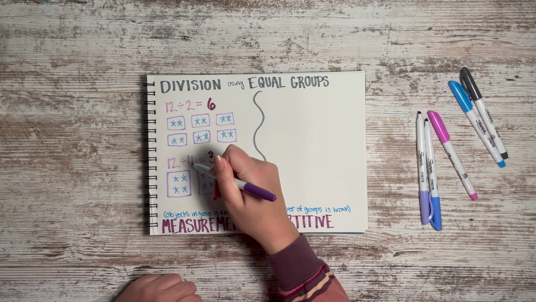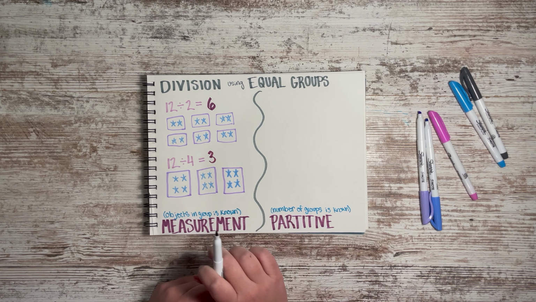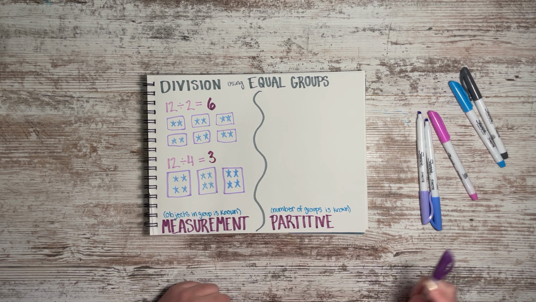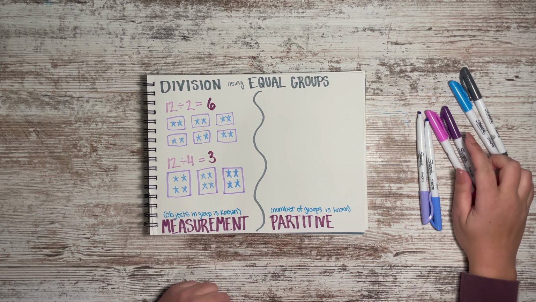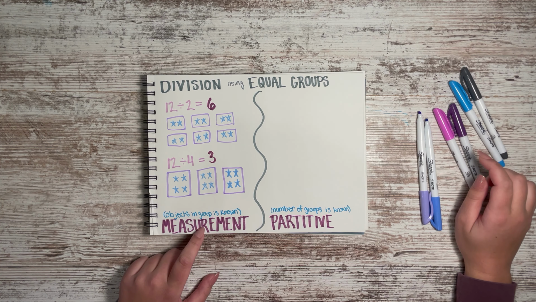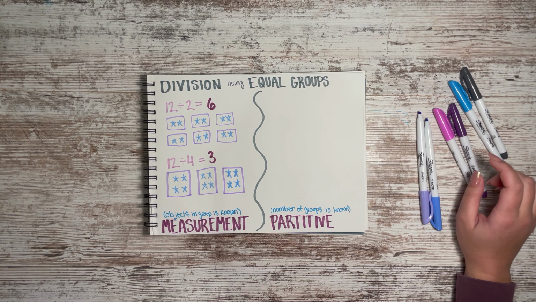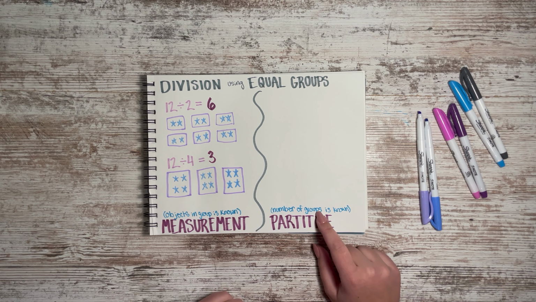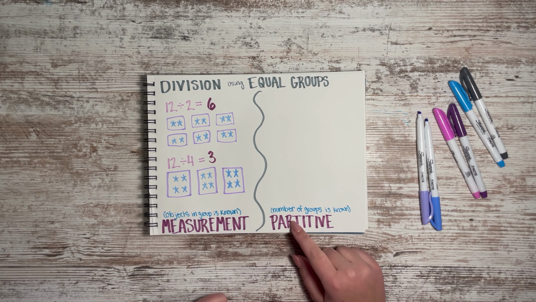3 groups of 4 stars makes 12 stars. And 12 divided by 4 equals 3. So that is how we can use the measurement model for dividing using equal groups. Now let's talk about the partitive model. So in this kind of model, we have the number of groups is what we know, and we're trying to figure out how many are going to be in each group.